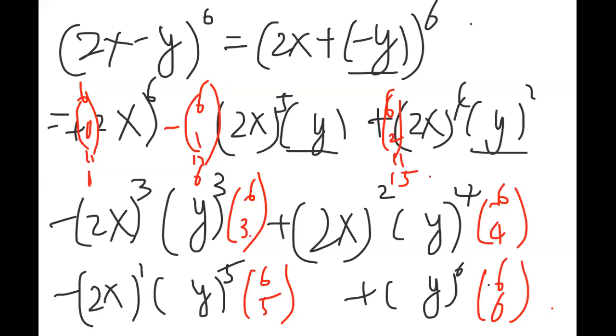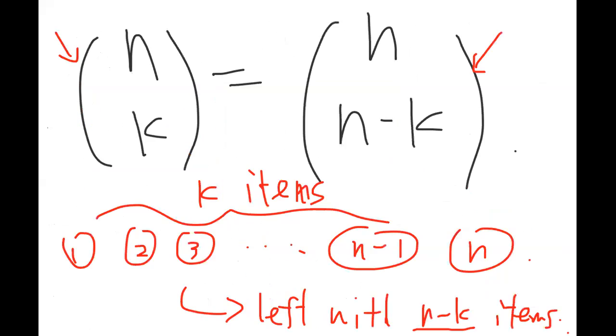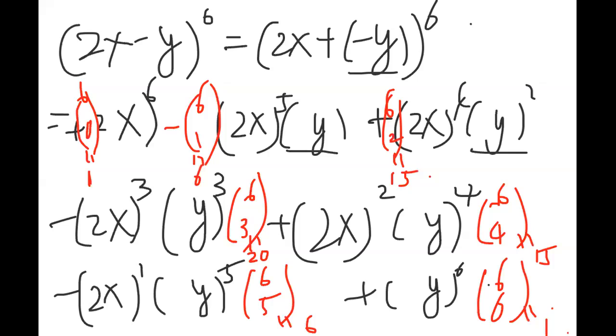This is 20. And 6 choose 4 is 15. 6 choose 5 is 6. And 6 choose 0 is 1. Right. A quick way to do that is to use the identity here, right? n choose k is equal to n choose n minus k, which means that 6 choose 0 is equal to 6 choose 6, right? So you only have to do one calculation for both.